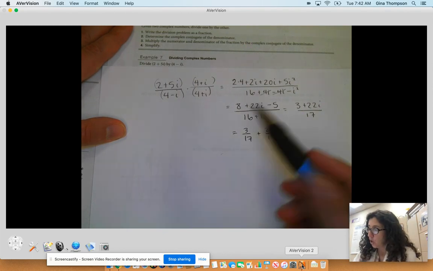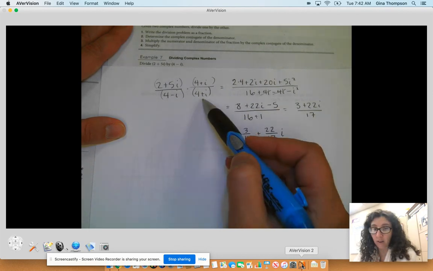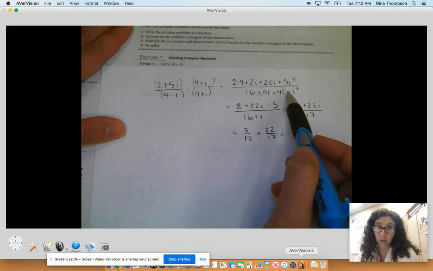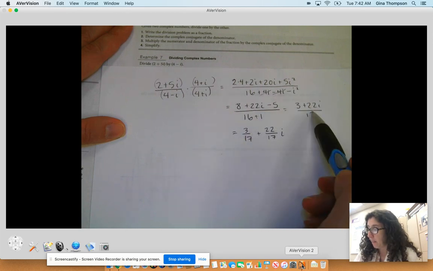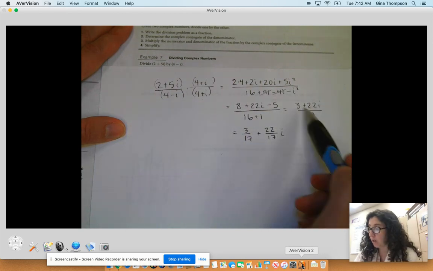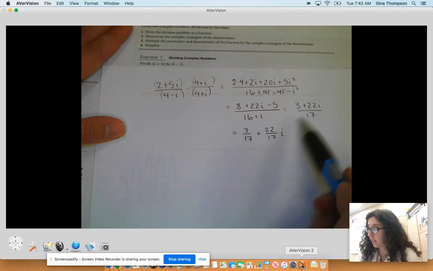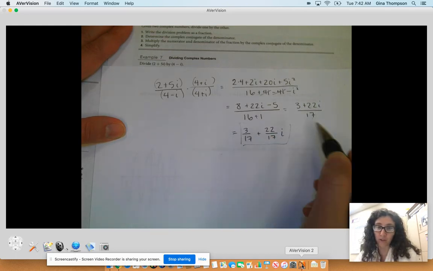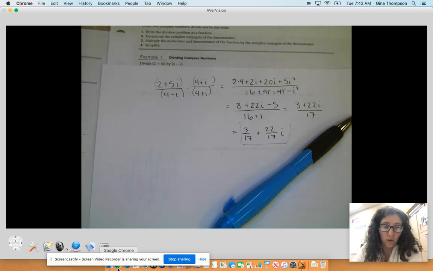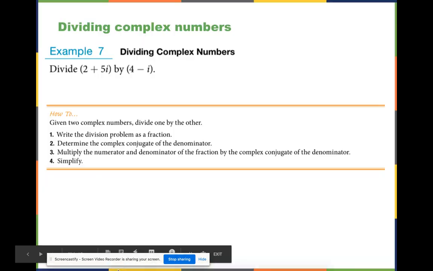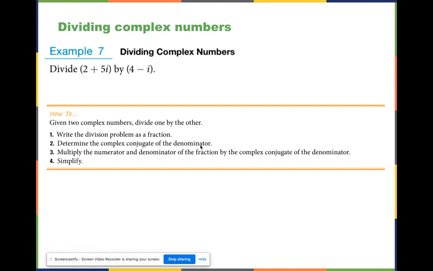Okay, so what did I do? I multiplied the top and the bottom by the complex conjugate, multiplied it out carefully so I don't make any sign mistakes, simplified, and then I just divided that real number in the denominator into both parts of the numerator to get this in standard form. It has a real part and an imaginary part. So there's a little summary here. First, write the division problem as a fraction, then determine the complex conjugate of the denominator, multiply the numerator and denominator of the fraction by the complex conjugate of the denominator, and then simplify. All right, so that's how you multiply and divide complex numbers.